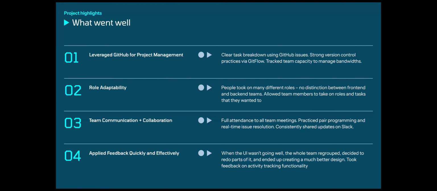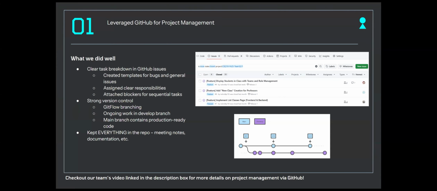Now let's talk about our project highlights, or what we did well during the project. One major success was the way we managed our work in GitHub. We used issue templates, clearly assigned responsibilities, and tracked blockers to make sure our tasks progressed smoothly. We also followed Git flow, keeping active work in the develop branch and production-ready code in the main branch.